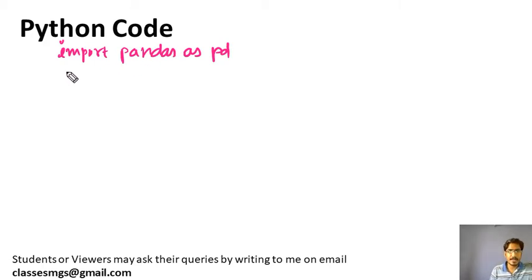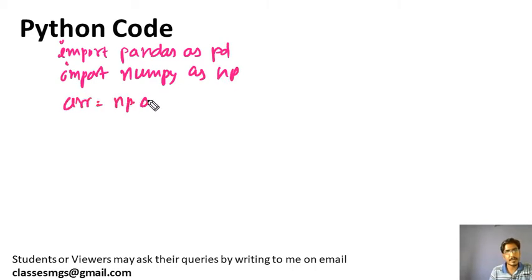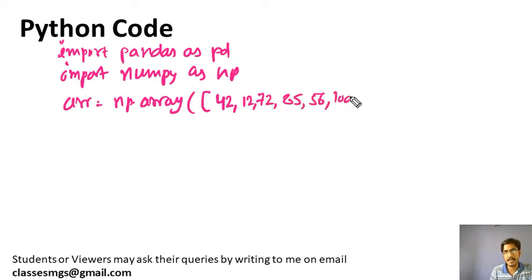Let's suppose I can create the series object using a NumPy array. So I can create it through a NumPy array, or directly I can create it. Let me do it directly, or let's create the NumPy array so that it will be revision for you. Import numpy as np, and then we will create some array, np.array, and then we will pass some data. Let's suppose 42, 12, 72, 85, 56 and 100.